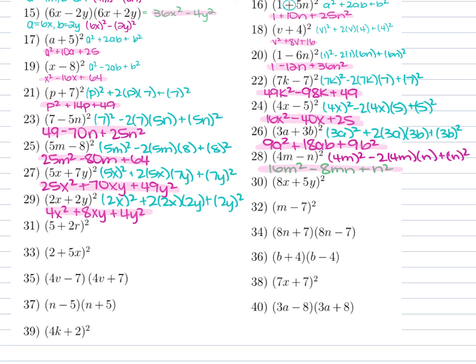For 30, we have 8x plus 5y raised to the second power. So we're going to do 8x to the second power plus 2 times 8x times 5y plus 5y to the second power. So this is 64x squared plus the 2 times 5 gives you the 10 times 8 is 80xy plus 25y squared.